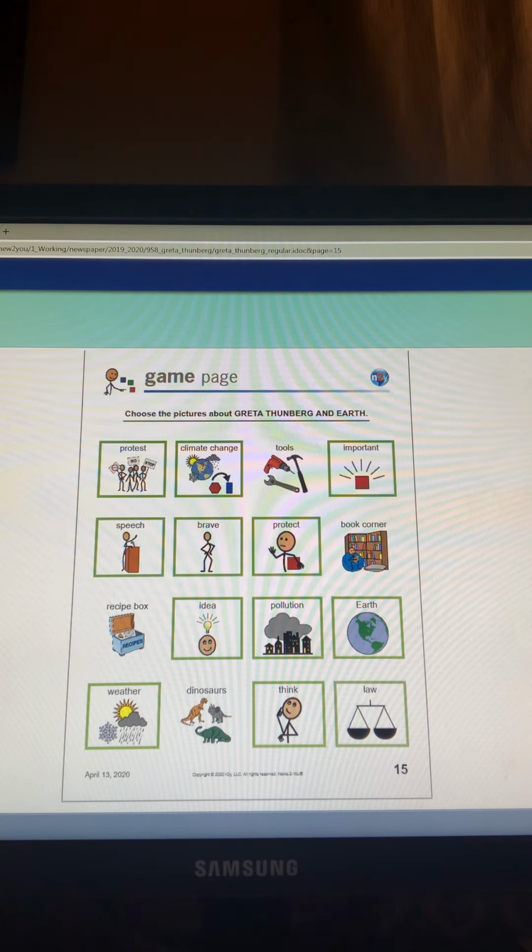Very good. So now we've finished our game page. Did you come up with the same answers that I did? I am glad that you were paying attention when we did our article. I will see you again for some other activities for our weekly theme of Greta Thunberg and the Earth.